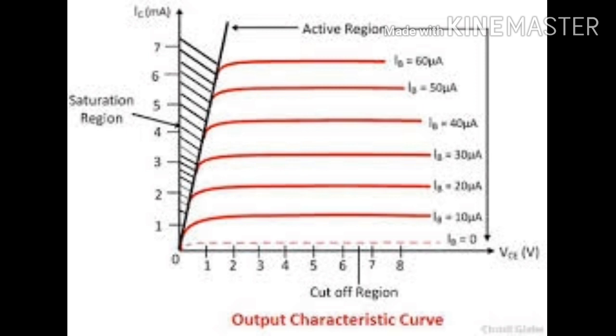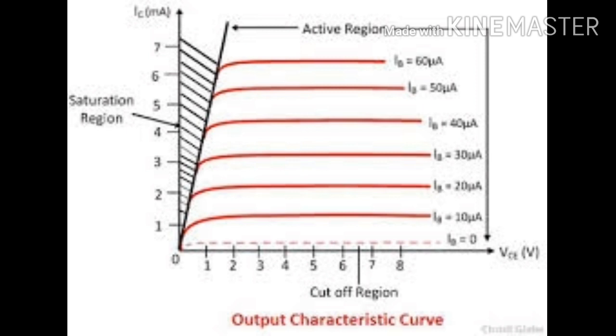The output characteristic is the graph drawn between collector emitter voltage VCE and collector current IC at constant base current IB. This is called the output characteristic curve of the transistor. As we can see from the graph, when the voltage VCE increases from 0 to about 0.5 or nearly 1 volt, the collector current IC increases rapidly. This value of VCE is called the knee voltage.